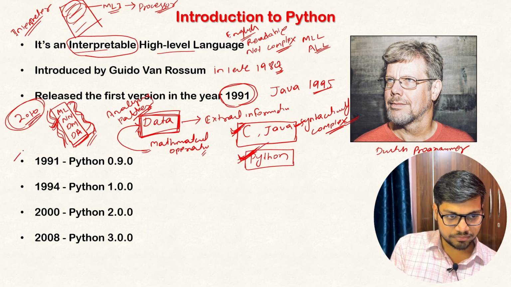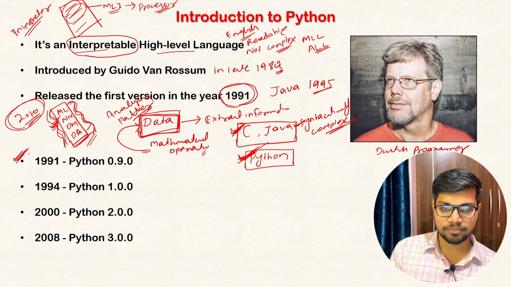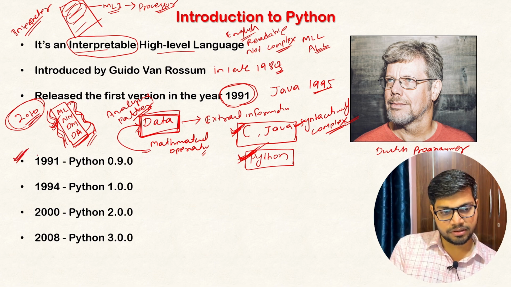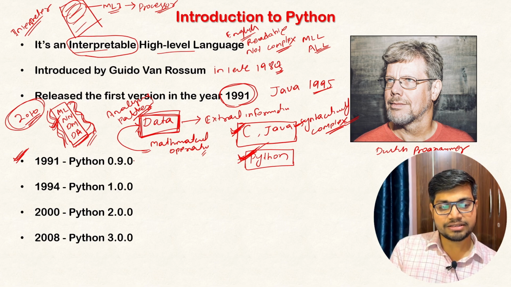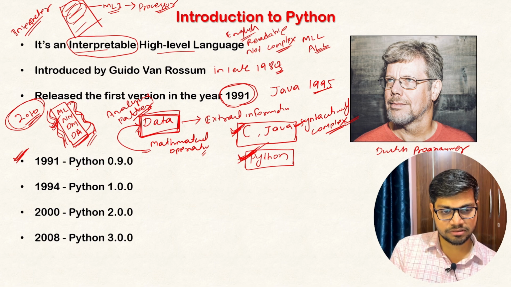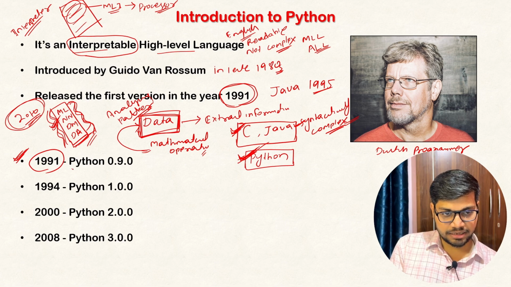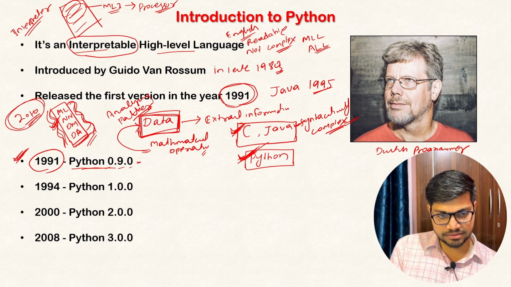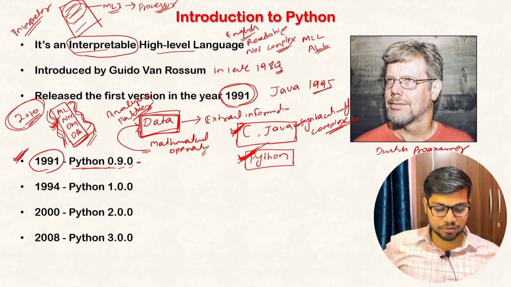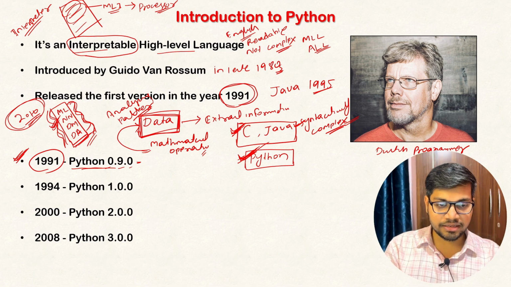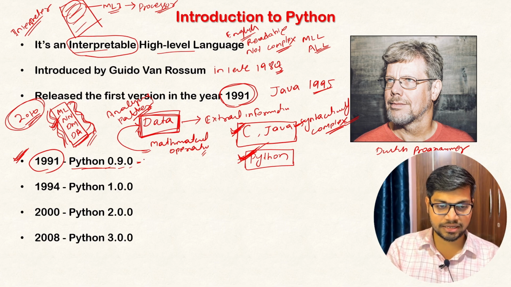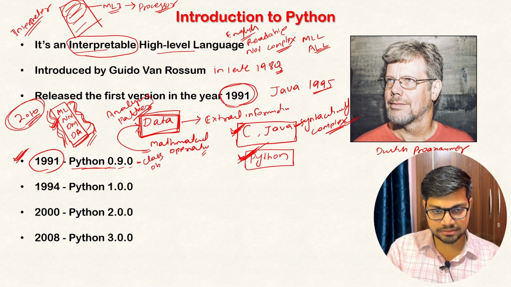Then we will discuss the various versions. Guido van Rossum released the first Python version in 1991, Python 0.9.0. In this particular version they included various functionalities, like class, object, inheritance and exception handling.